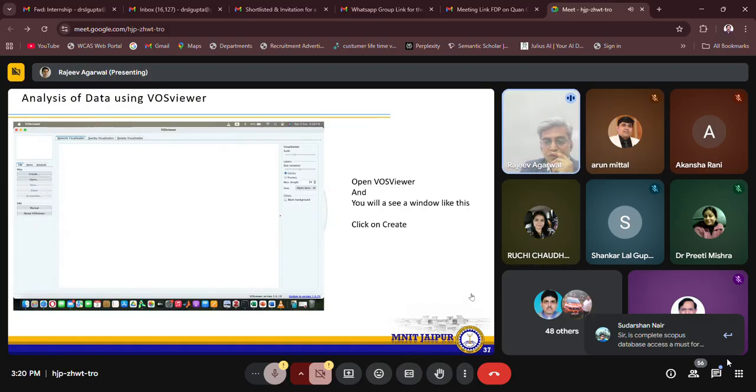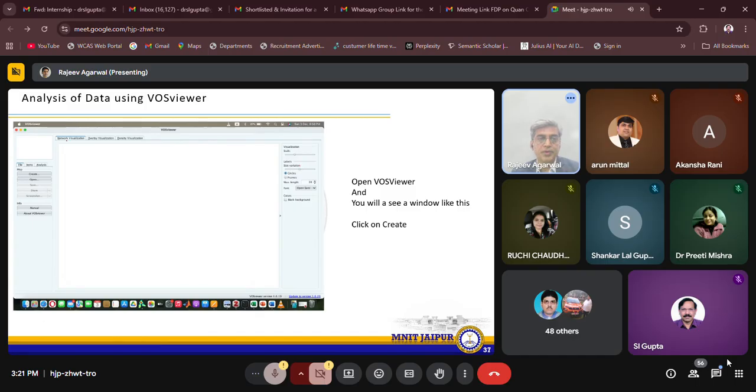There's one more question from Sudarshan. Sir, is complete scope of database access a must? There's no partial or full database; it's not that you have access to half, or one and a half, or one fourth of a database.